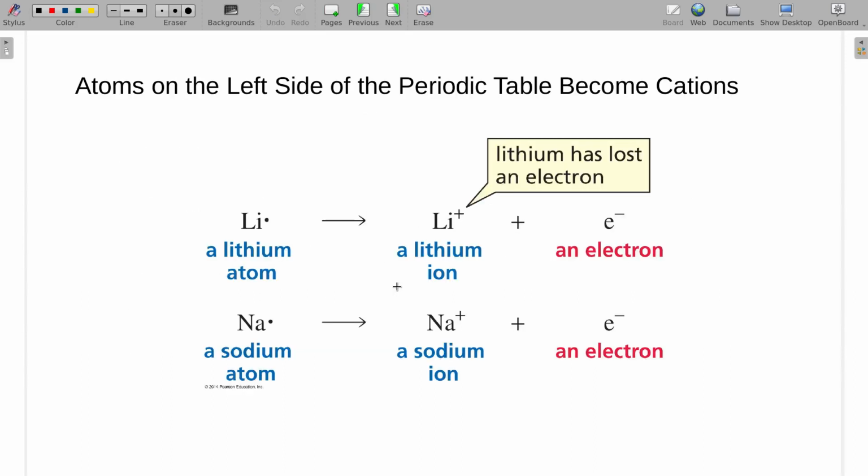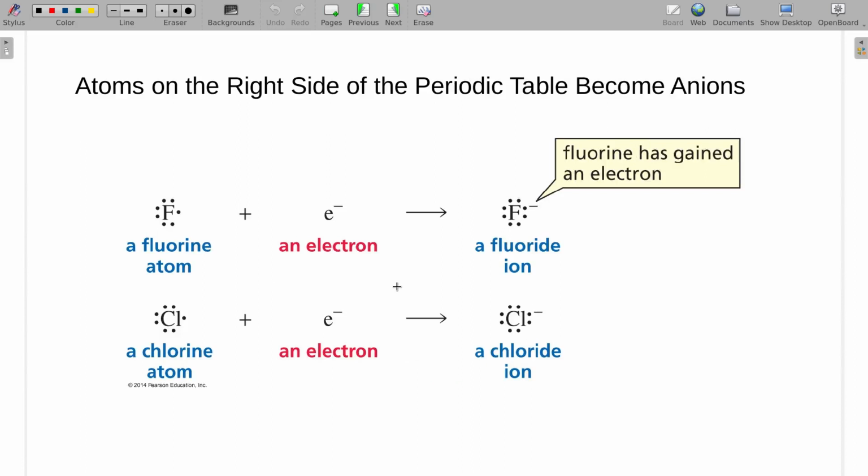All right, next thing we're looking at is just some refresher terminology. Turns out most of our metals end up losing electrons when they form ionic bonds. Most of them, it's safe to say, like to lose electrons. When they do that, they become cations. And on the right side, the nonmetals typically accept electrons and become anions.